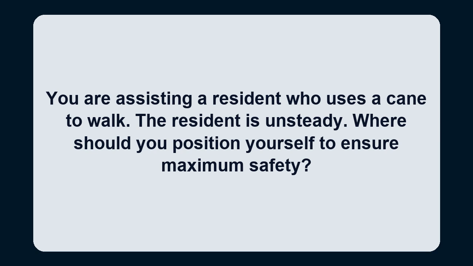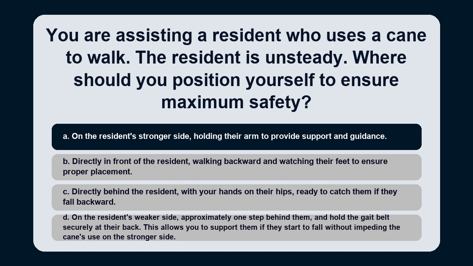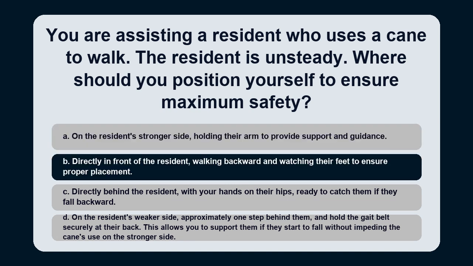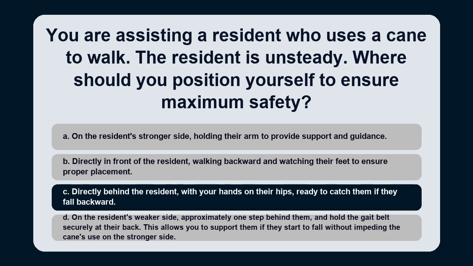Question 1. You are assisting a resident who uses a cane to walk. The resident is unsteady. Where should you position yourself to ensure maximum safety? Option A. On the resident's stronger side, holding their arm to provide support and guidance. Option B. Directly in front of the resident, walking backward and watching their feet to ensure proper placement. Option C. Directly behind the resident, with your hands on their hips, ready to catch them if they fall backward.